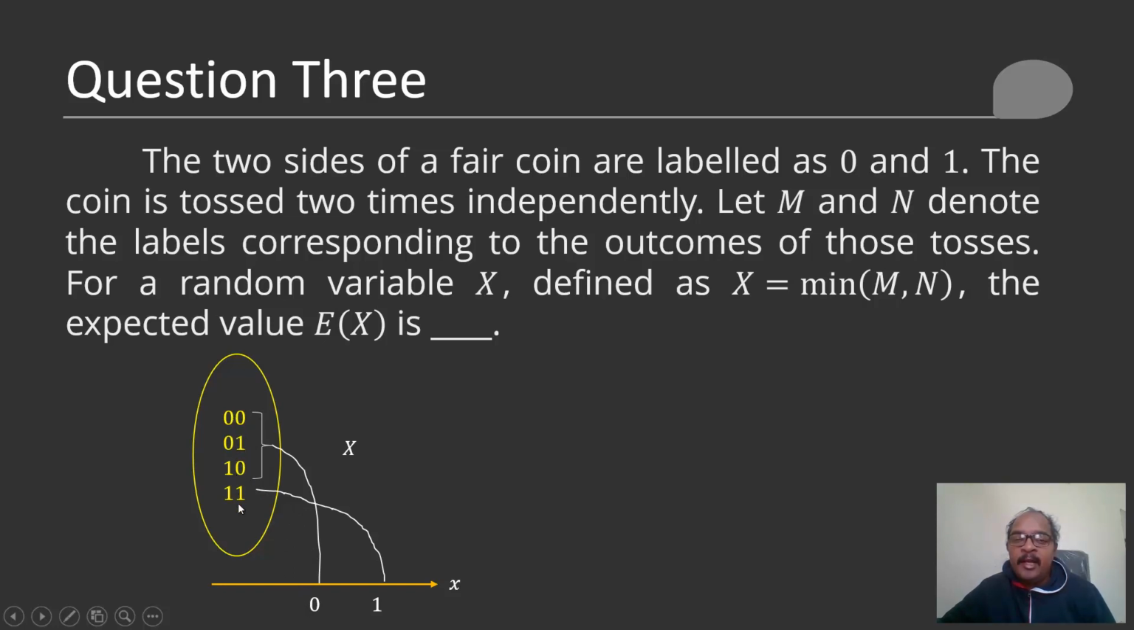But if you look at the last case, which is 1 1, because both are ones, the minimum of 1 and 1 is 1. We can easily see that the CDF of this random variable X is a staircase structure, because X is a discrete random variable. If you differentiate the CDF, we get the PDF, which is of this form. Why? Because wherever there is a discontinuity, we have to replace that with a Dirac delta function, and the strength of the Dirac delta function is equal to the amount of discontinuity.